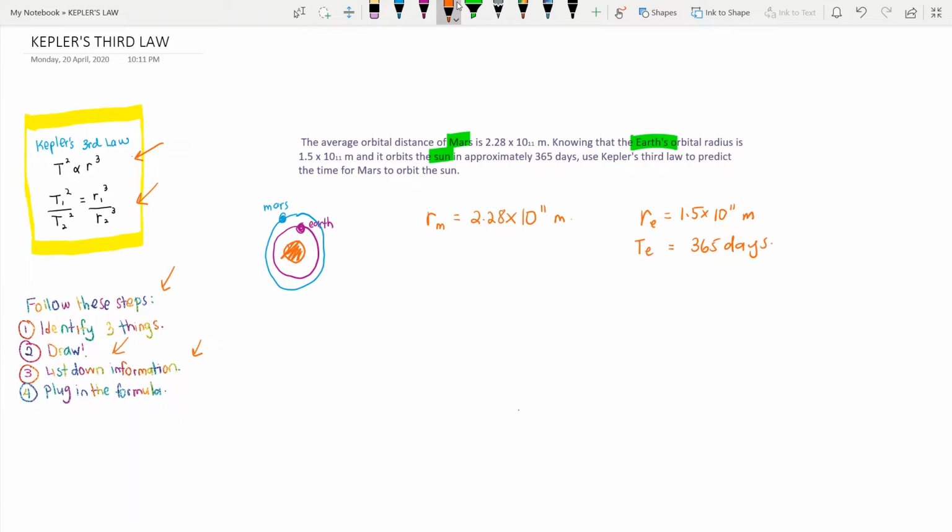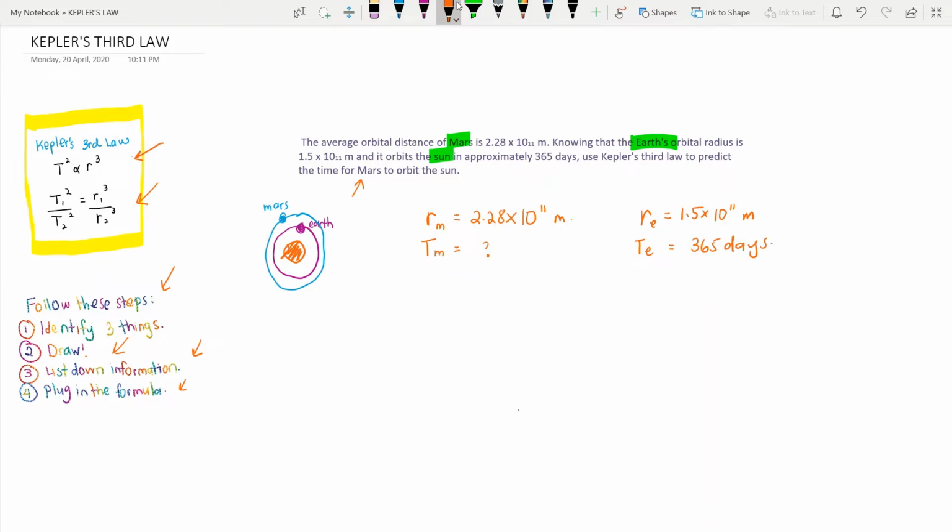Okay, use Kepler's third law to predict the time for Mars to orbit the Sun. Okay, so yang kita nak cari adalah time for Mars to orbit the Sun. So T for Mars. Okay, orbital period of Mars. This is what we want to find. So lepas kita dah listkan semua information yang dia dah bagi dan apa benda yang dia nak kita cari, okay, so kita boleh buat step yang terakhir iaitu plug in to formula.